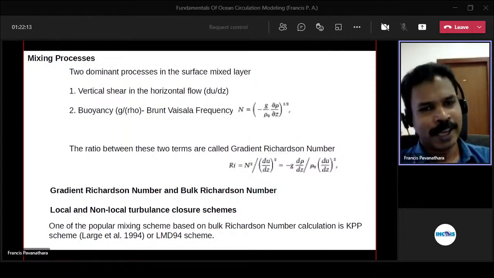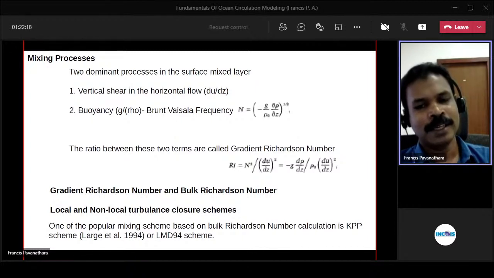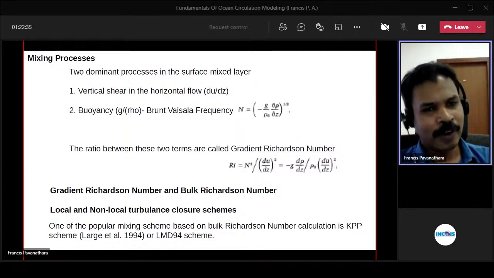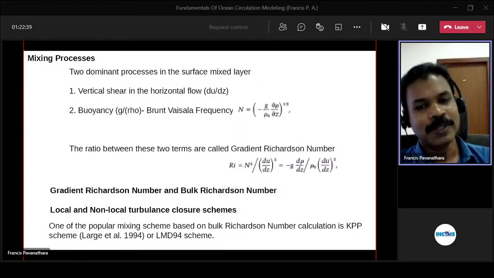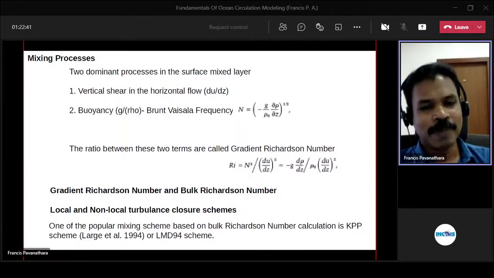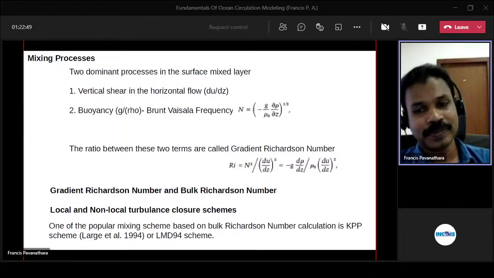particularly because, when you come to the model, what we have described in the initial steps is that ultimately the equations have to be discretized and then solved using numerical methods. So then you have to tell the computer up to what depth the vertical shear is important, or up to what depth the buoyancy driven processes are important. So this has to be explicitly mentioned. In certain mixing schemes, this comes with the gradient Richardson number.